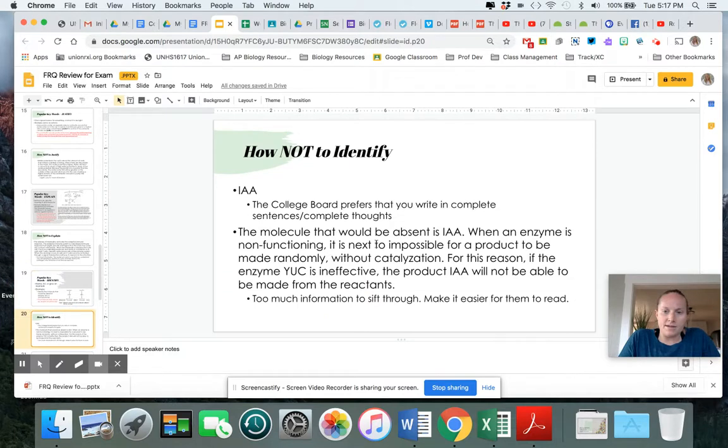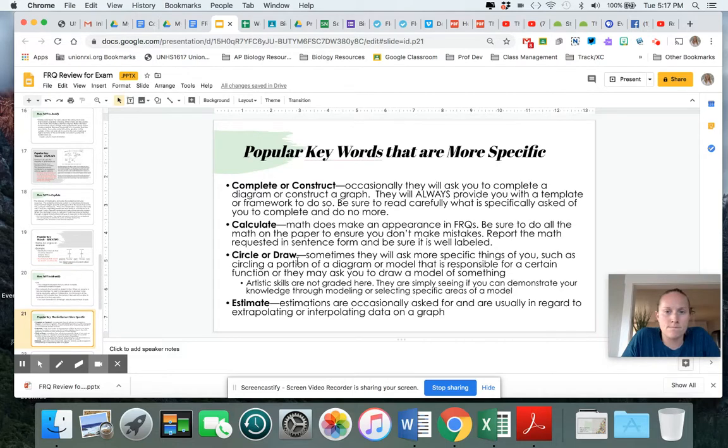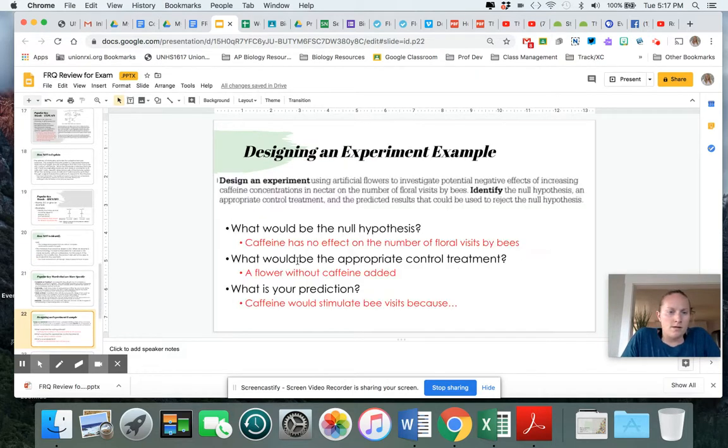And you'll see the bad example there. But you also see a bad example which is going overboard. You don't need to go overboard and have 3 sentences. You just need to say the molecule missing would be IAA. Okay, I'll let you go through that.